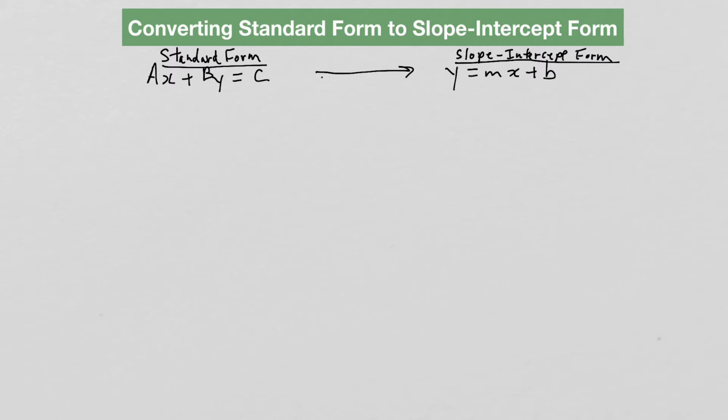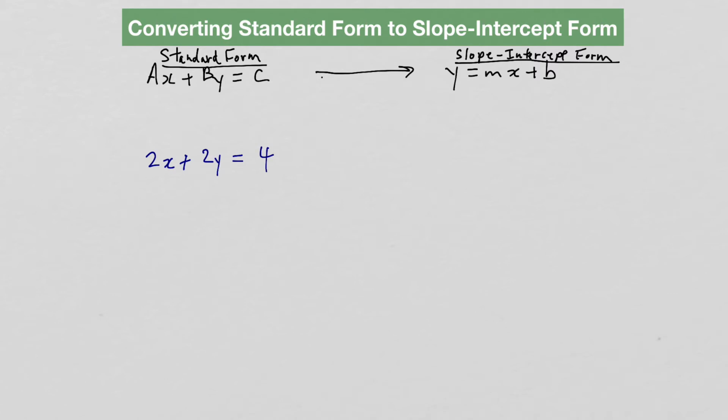So let's go ahead and start with an example. Let's suppose we have an equation that looks like this. 2x plus 2y is equal to 4. Okay.